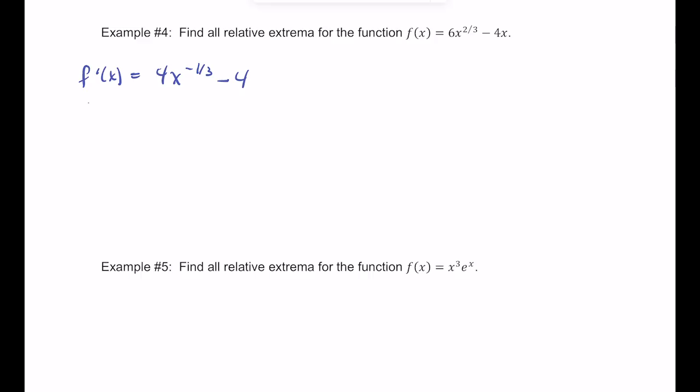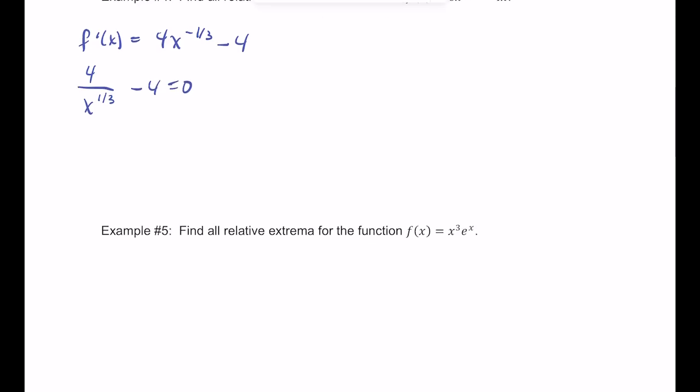Okay, so I want to set that equal to 0 to find the critical value. So I would have 4, and then we can write that as over x to the 1/3, minus 4 equals 0. I'm going to add 4 to both sides. And then I'm going to cross multiply. So just pretend this is a 1, and I would get 4x to the 1/3 equals 4. And I'm going to divide both sides by 4. I get x to the 1/3 equals 1.